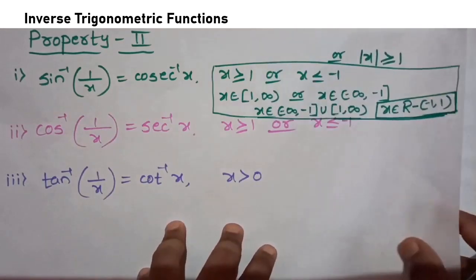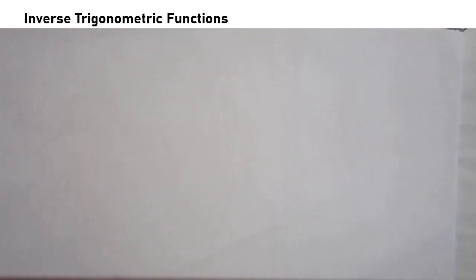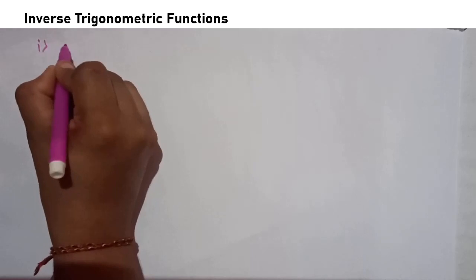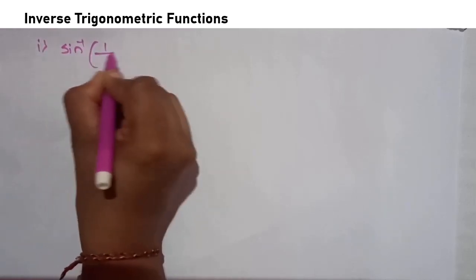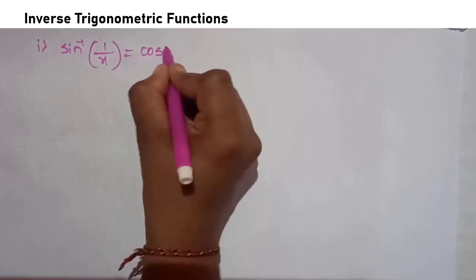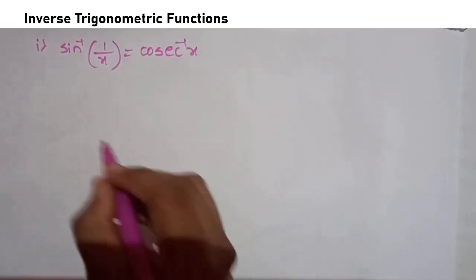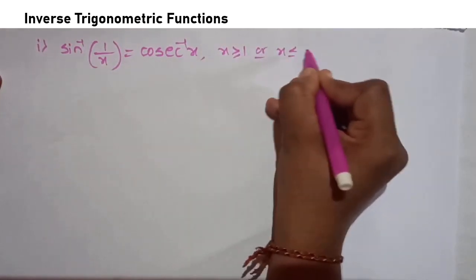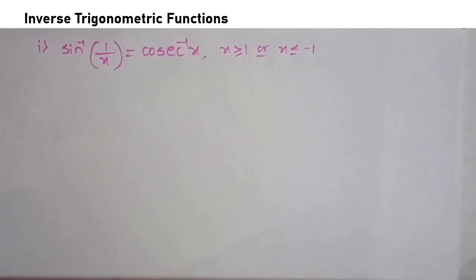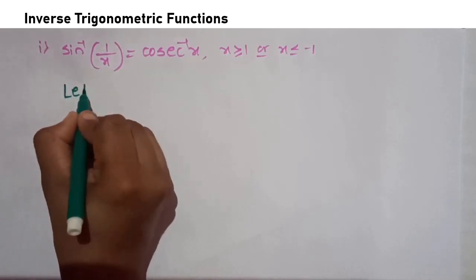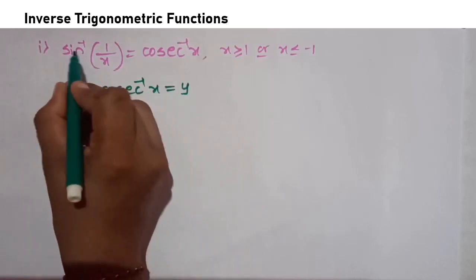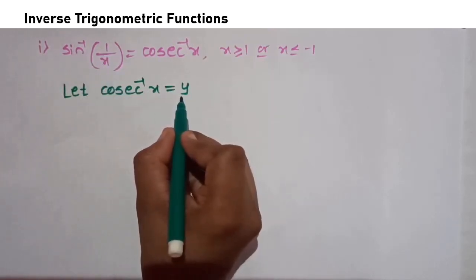So let me prove all these properties first. What is the first property here? The first property is sine inverse 1 by x is equal to cosec inverse x. So how to prove this property? You already know the condition for x: x should be greater than or equal to 1, or x should be less than or equal to -1. This is the first property we are going to prove now. Let me take cosec inverse x is equal to y, or else you can take sin inverse 1 by x as y, no problem.